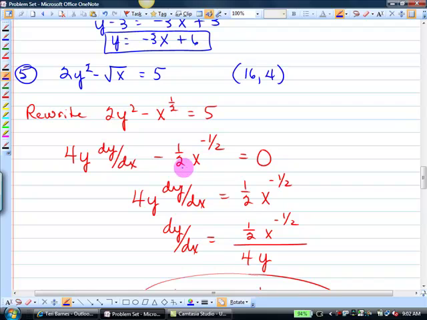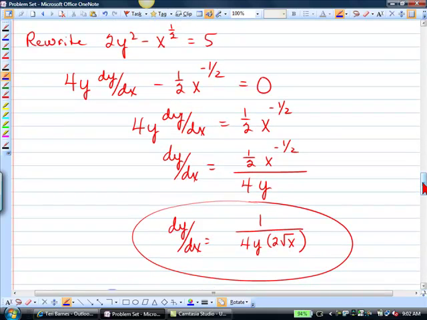Okay? We're going to add this part to the other side of the equation, and then we're going to divide by 4y. How did we go from this step to this step? Well, this x to the negative 1/2 became the square root of x on the bottom. The 2 from the 1/2 went to the bottom, and we already had 4y. So I just simplified that to this piece right here.